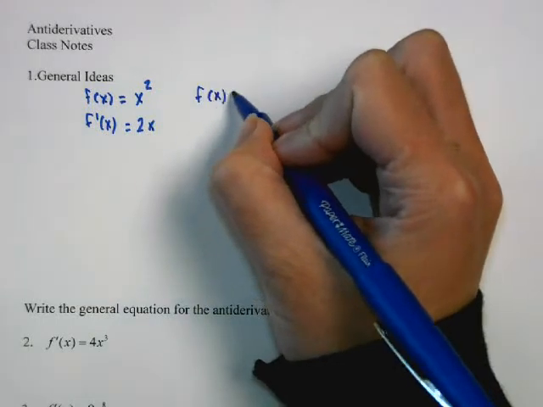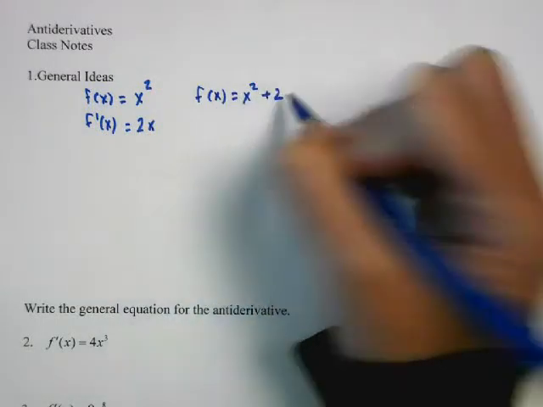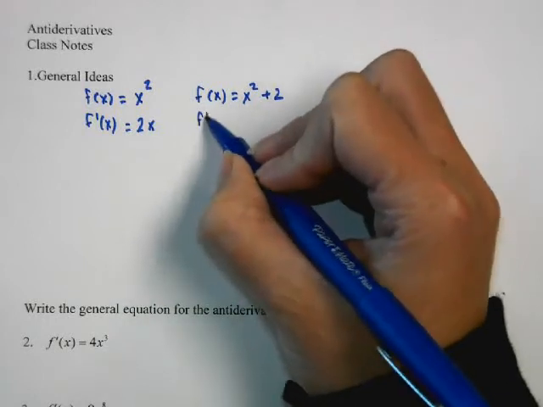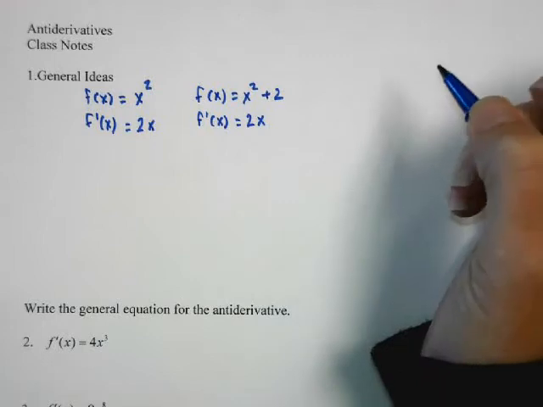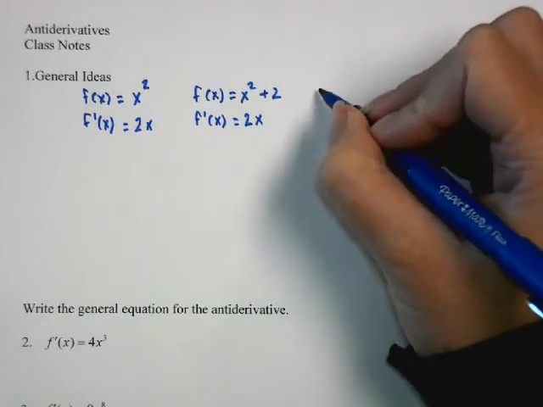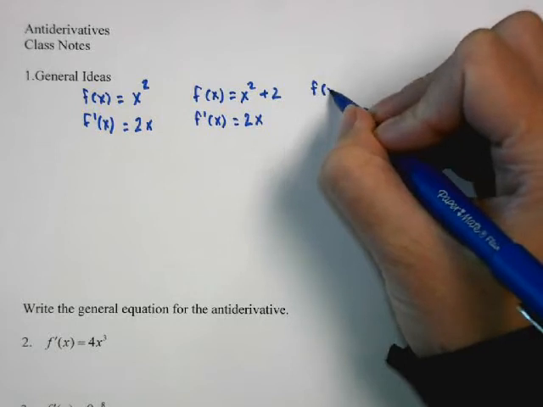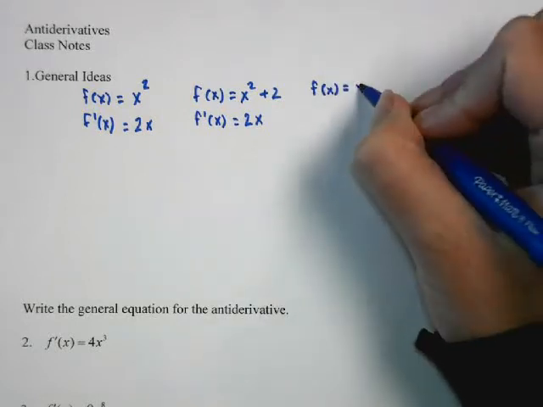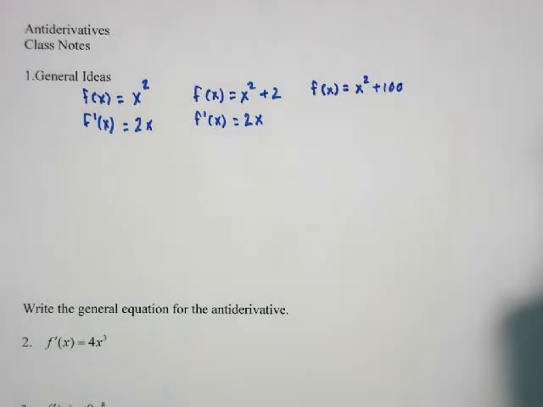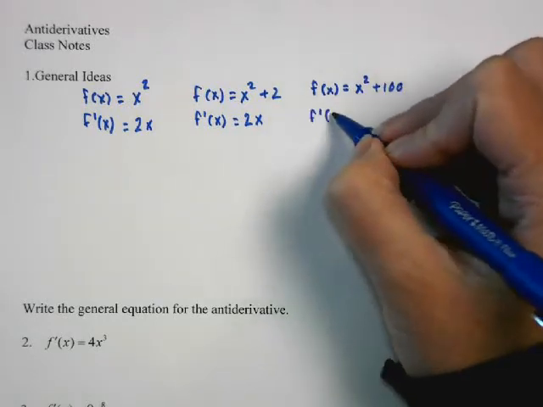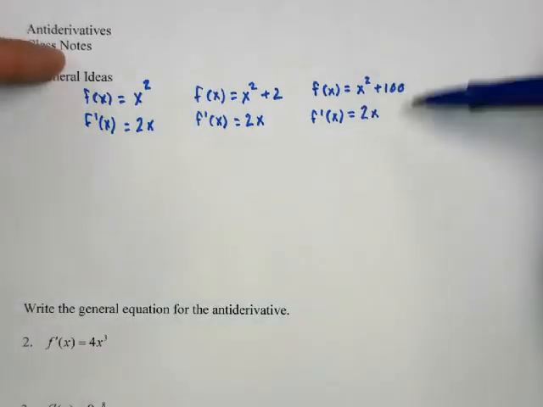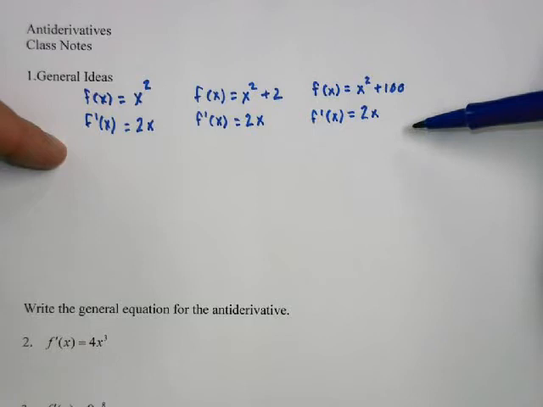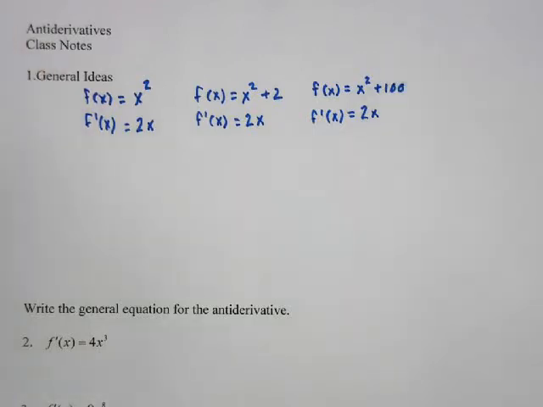What if I had f of x equals x squared plus 2 and I take that derivative? We're going to have 2x plus 0, which is just 2x. What if I had f of x equals x squared plus 100? Well, that derivative is going to be 2x. So from here to here, those are the derivatives. Antiderivatives are going the other way.